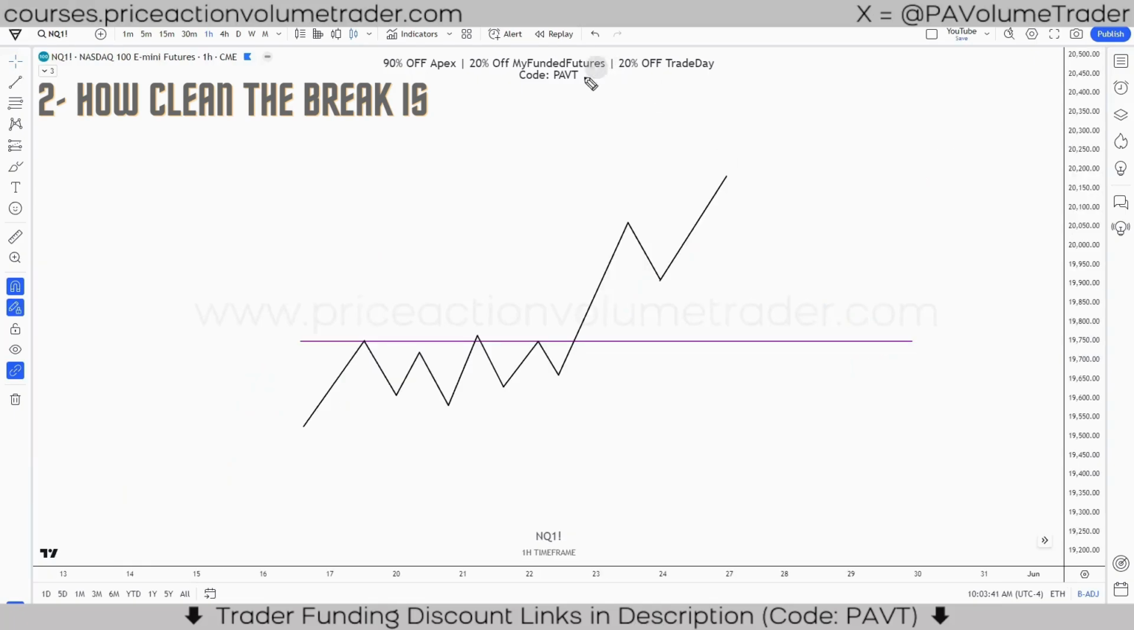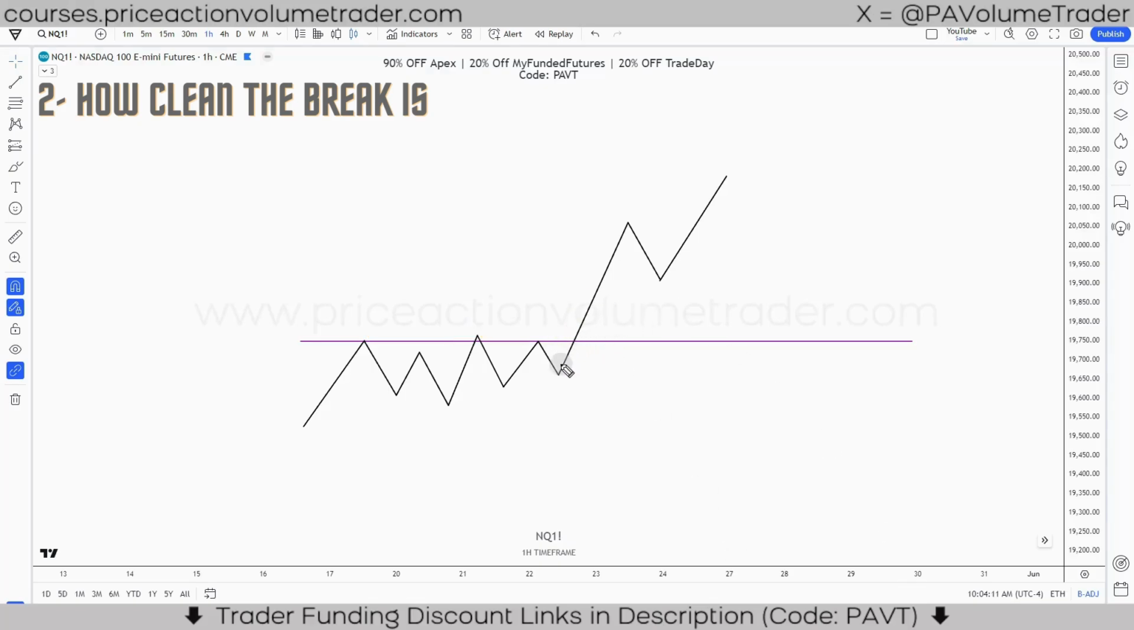Okay, the next one I'm going to talk about is how clean the break is. So when we have a level that we identify, in this case a good resistance level, I want to see a very clean break from that level. And this can be on any time frame, on any market. But when we go, I don't want to see any immediate retests back into that level.